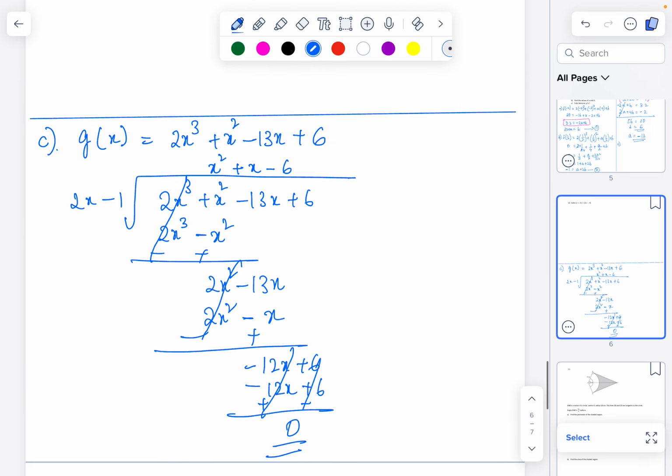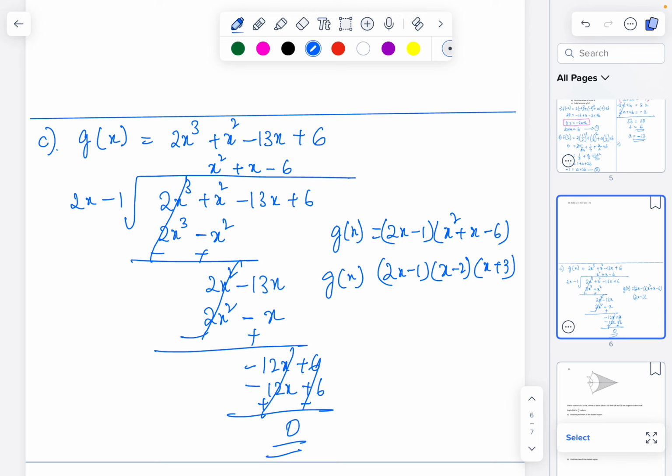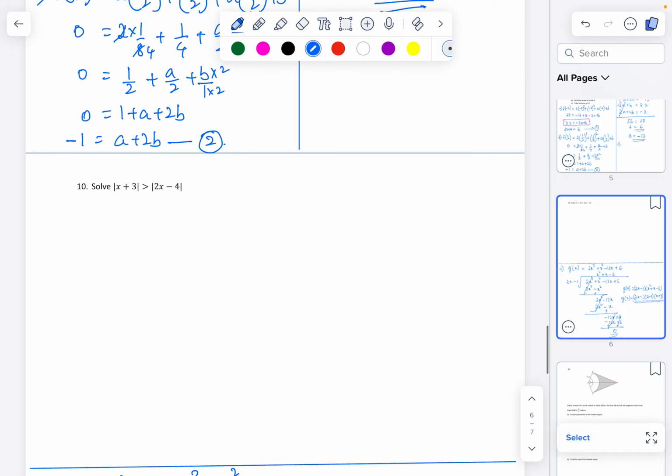So g of x is going to be fully factorized. He said fully factorized. So far I got g of x equal to 2x minus 1 times x square plus x minus 6. So I can write x square plus x minus 6 as x minus 2 times x plus 3. So this is fully factorized. This is the final answer for 9C.